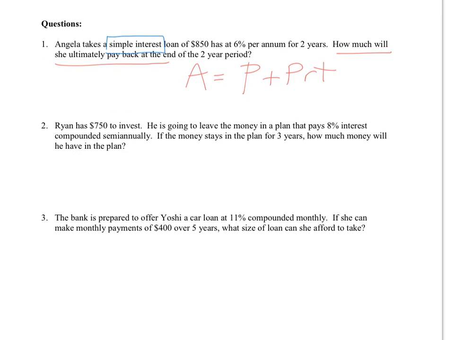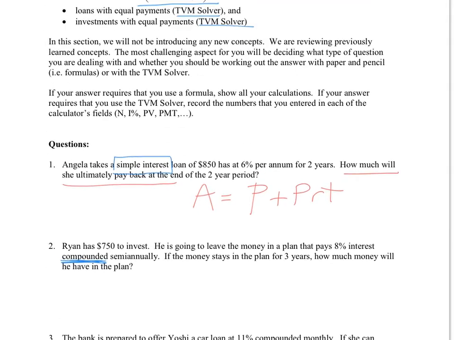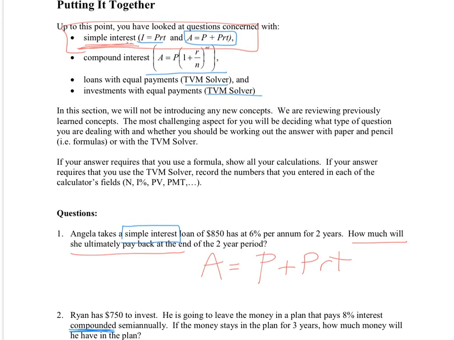All right, Ryan has $750 to invest. He's going to leave the money in a plan that pays 8% interest compounded semi-annually. Okay, so if you see compounded, then we know it's not simple interest, but it could be TVM solver, or it could be our compound interest formula. Okay, and the difference between TVM solver and the compound interest formula is if there are regular payments, so payments are being made on a regular basis, then we're going to use the TVM solver. If it's just a once-off, then we use the compound interest formula.